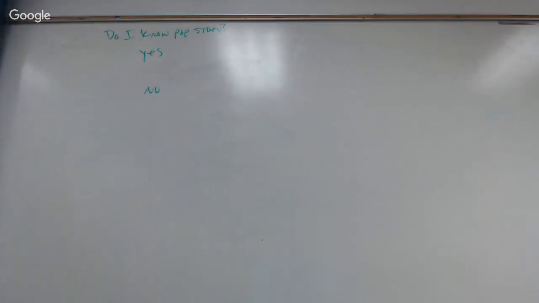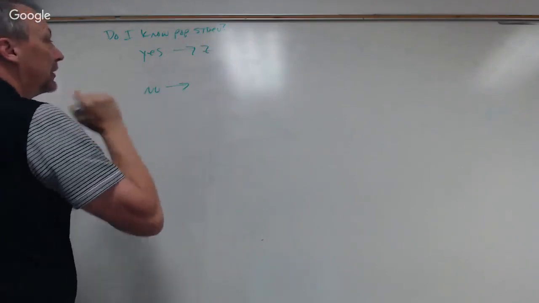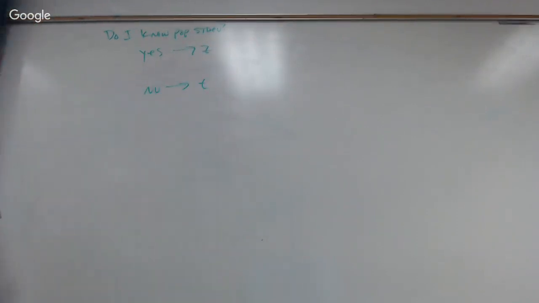Okay, so if it's yes, then what do we use? If it's yes, we use Z, and if it's no, we use T. Okay? Now, do you guys remember the Z confidence interval formula?